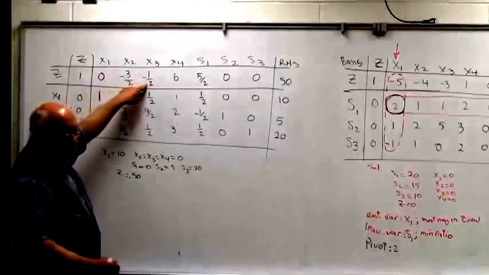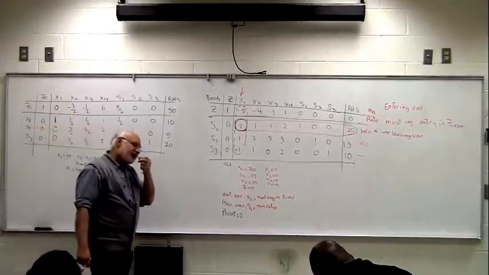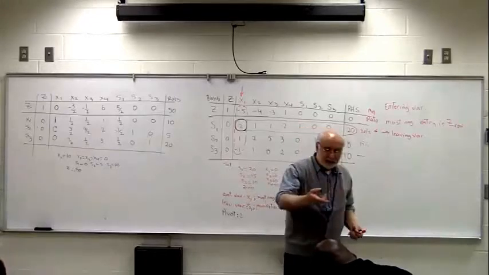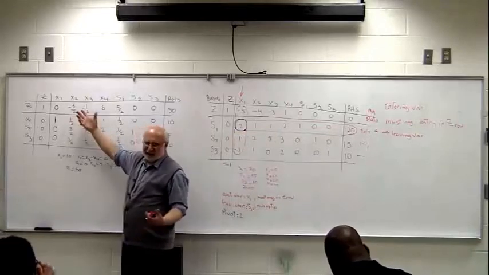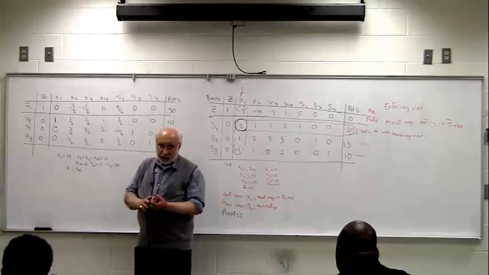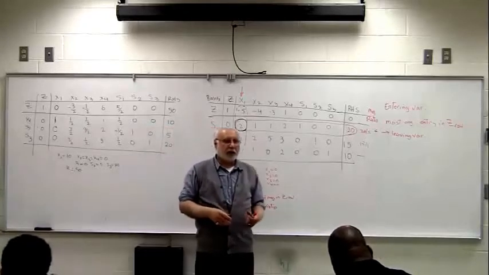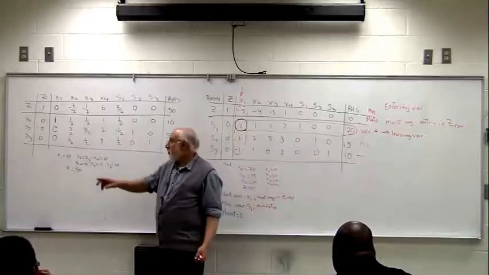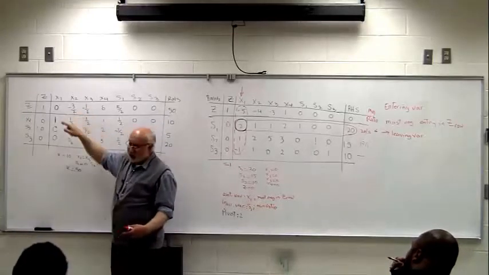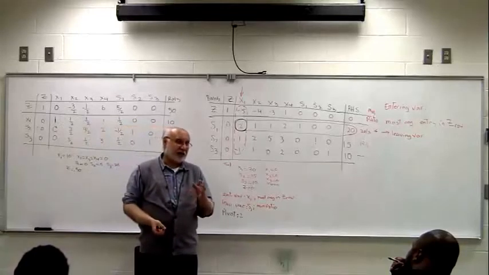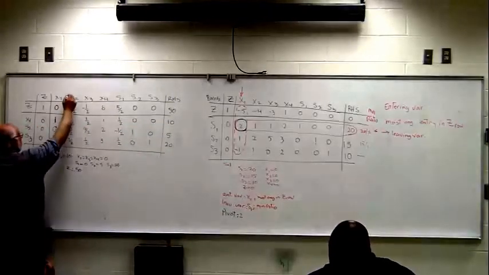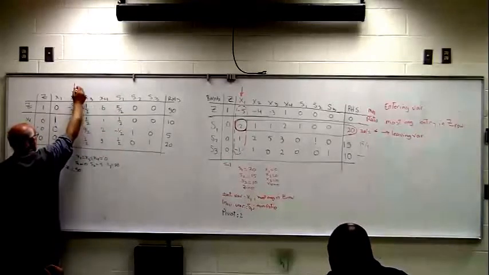Negative 3/2, negative 1/2. Now, just something that everybody all the time talks about. There is a most negative, in this case, minus 3/2 is more negative than minus 1/2. Sometimes people tend to say the biggest number. The bigger number of these two is this one, okay? But the most negative is that one. So when you talk about most negative, we are talking about the magnitude of the number. So this becomes our entering variable.